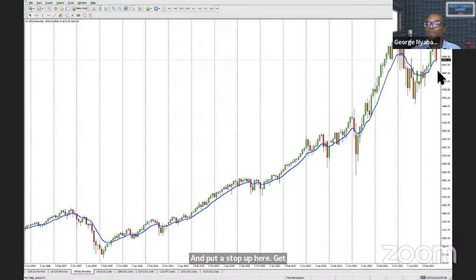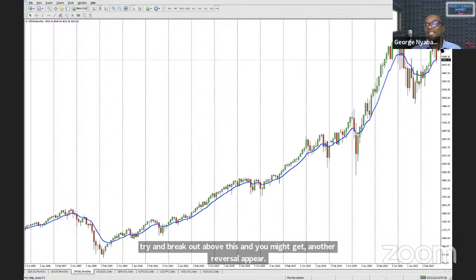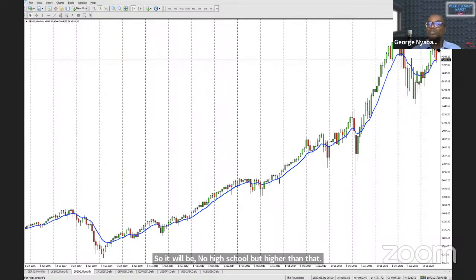Okay, why would you put a stop up here? Because the bulls can still come and try to break out above this, and you might get another reversal up here. So it will be a lower high still, but higher than that. So don't put your stop here.